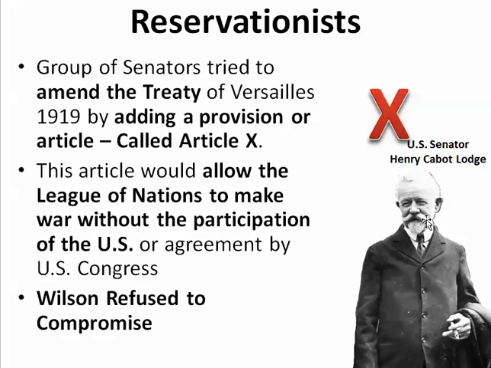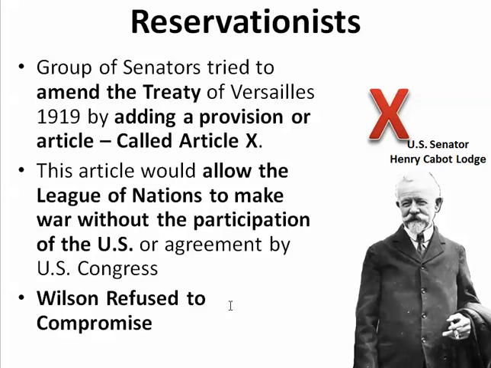He didn't like this idea, and he proposed as a reservationist. He didn't like it, but he would ratify the treaty if changes and alterations were made. And he proposed an alteration or change known as Article 10, and he said that adding this provision would allow the League of Nations to make war in the world, to prevent world war, without the participation of the United States or agreement by U.S. Congress. In other words, the United States would not have to participate or send troops.